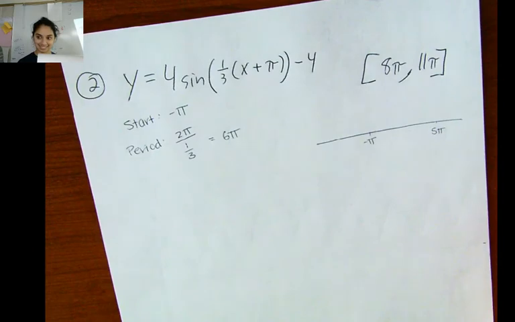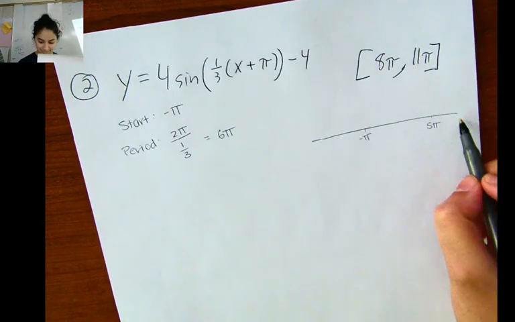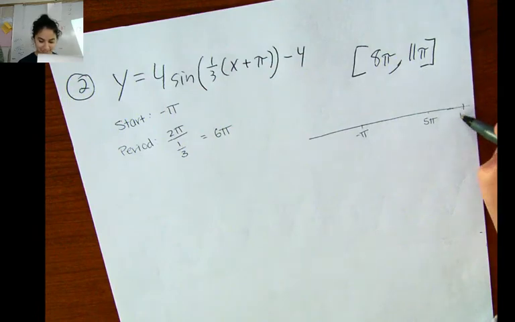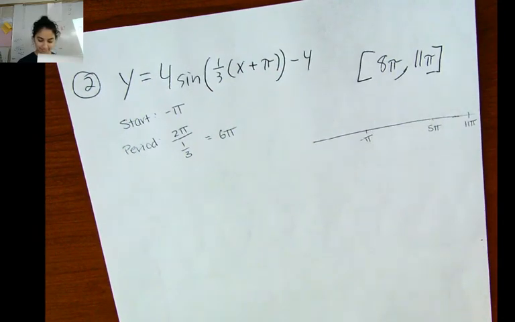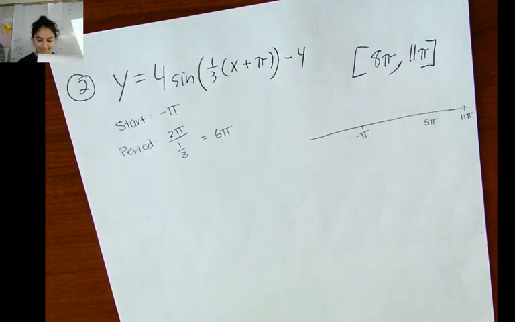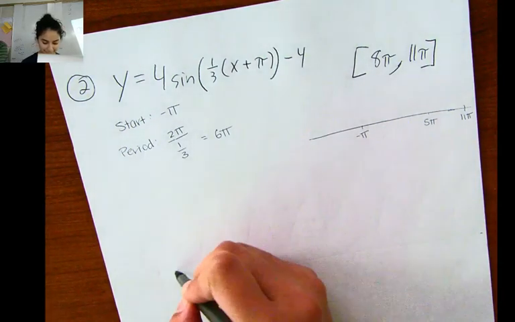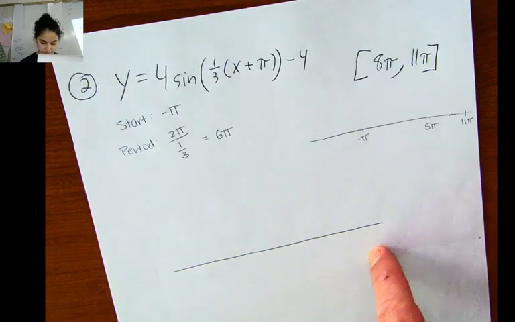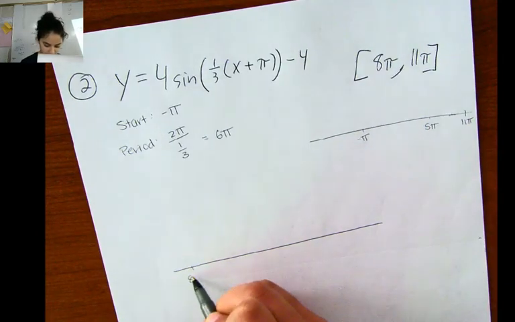It's not in our domain, so we have to do it again. So then we add another 6 pi, which gives 11 pi. So based off our domain, I think we can go ahead and build our real x-axis. And our real x-axis is going to go from 8 pi to 11 pi.